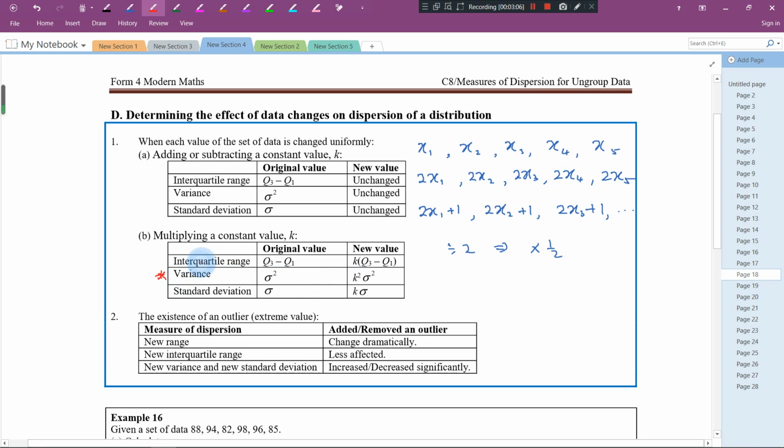So how about divide? Same thing. If every single data divided by a constant value of k, the new interquartile range will be divided by k as well. The new standard deviations will be divided by k as well. But for variance, it will be divided by k squared. Okay, so now let's look at this example.